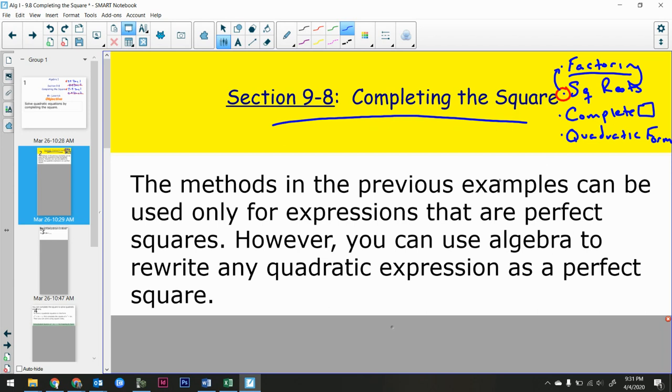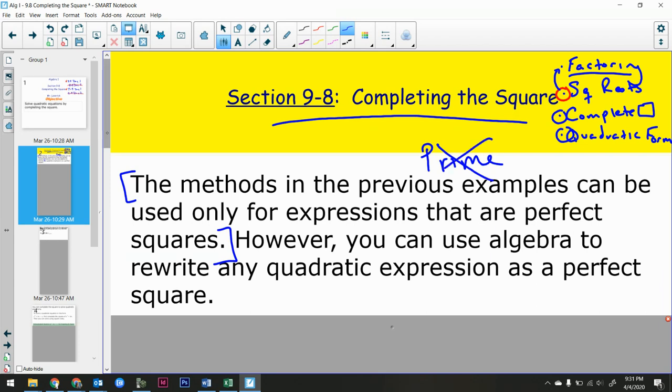The methods in previous examples can be used only for expressions that are perfect squares, and not only that, these methods only work sometimes. That's basically what I'm getting at here. Completing the square and the quadratic formula will work all the time, regardless of the way the problem is set up. So where before we used to write prime, we're not going to write prime anymore. We're going to figure out a way around that.